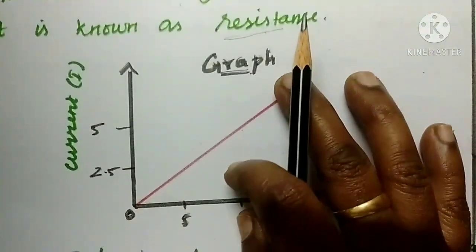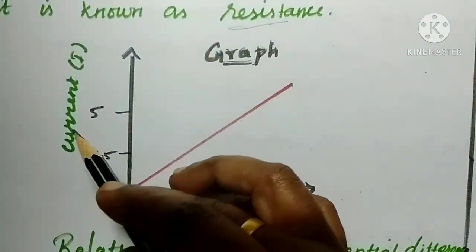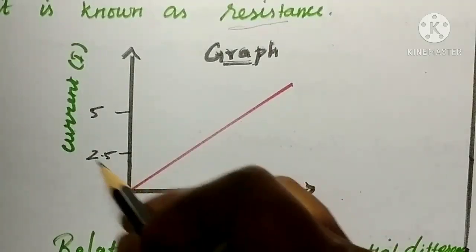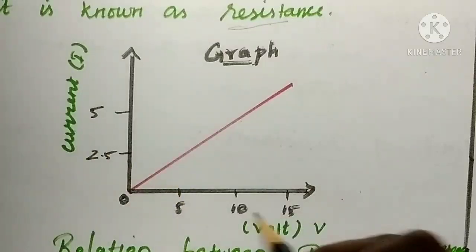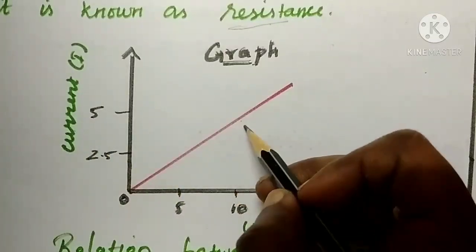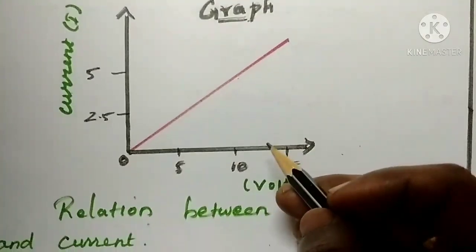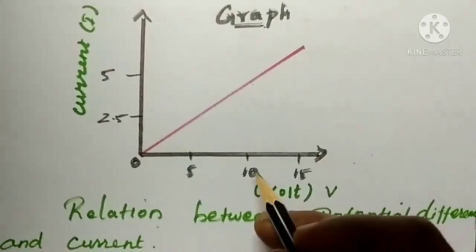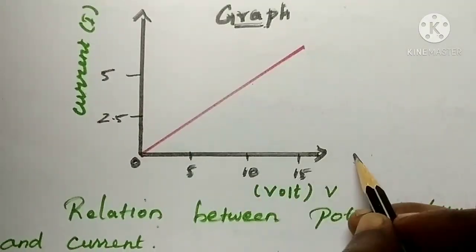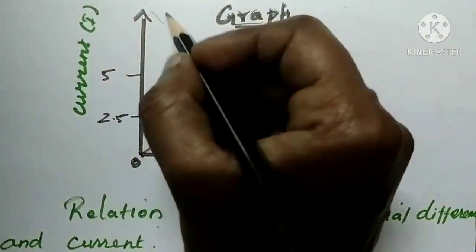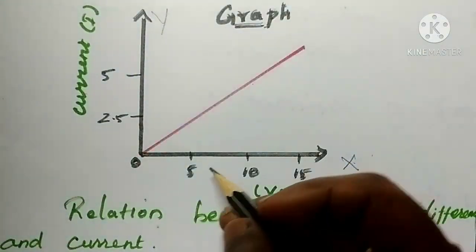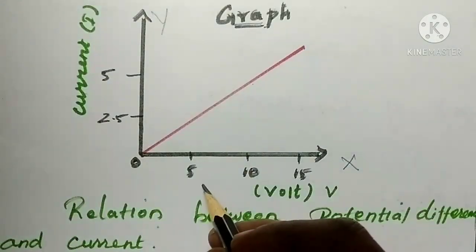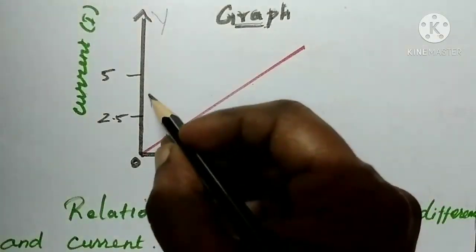Now we can draw the graph between current and voltage, and we get a straight line. This graph tells the relation between the potential difference and the current. You have to plot the voltage along the x-axis and the current along the y-axis. The straight line represents that if you increase the voltage, the current also increases.